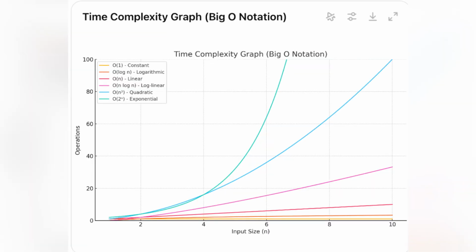Here's a visual representation of how these time complexities scale. O(1) stays flat no matter how big n gets. O(log n) grows slowly and steadily. O(n) grows linearly, manageable for most cases. O(n log n) grows faster but is still efficient. O(n²) and O(2^n) explode. And that's why we avoid them whenever possible. This graph makes it super easy to see which algorithm scales well and which one doesn't.